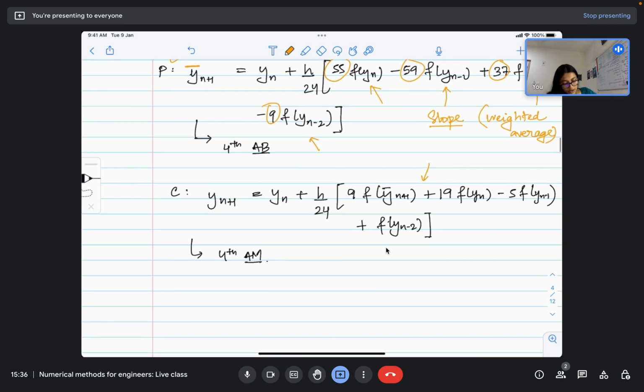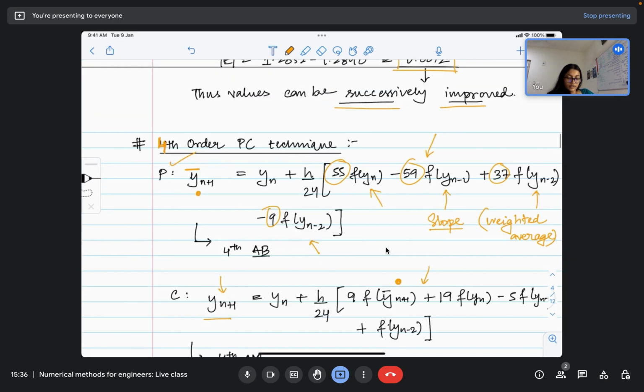Now, in order to compute the actual value of yn plus 1, what we will basically do is use this predicted value that we had computed in the previous step and compute the actual value of yn plus 1. Okay, so this was your fourth order predictor corrector technique.